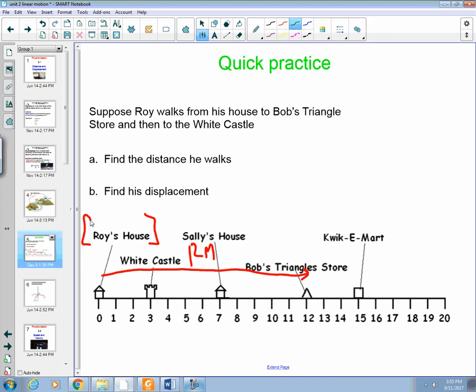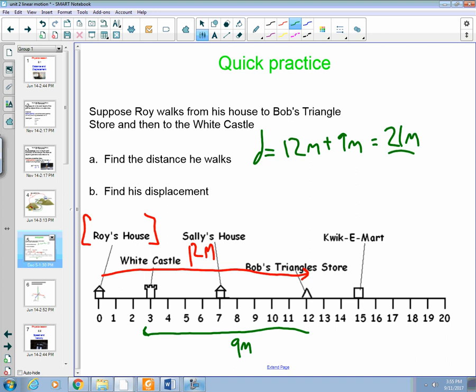From there, he goes from the 12-meter mark all the way back to White Castle, and that is going to be 9 meters. So for a total distance, we have 12 meters one way plus 9 meters the other way, and that equals 21 meters. Good for him. He's getting his steps in today.